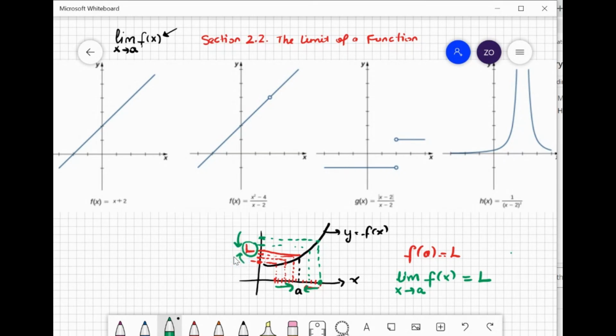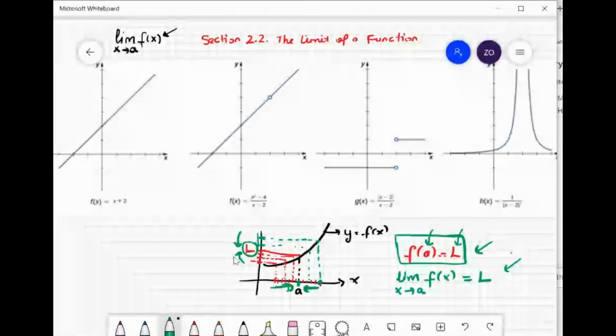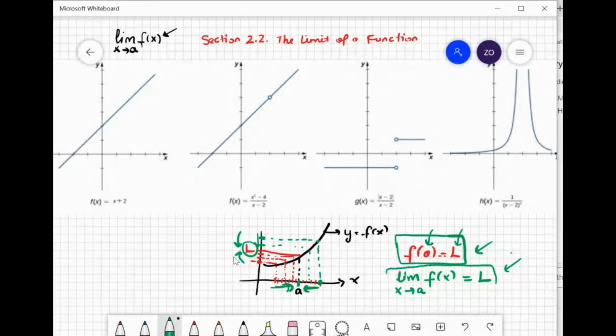Okay, so what is different between the first and the second expression in here is that the red one tells us at x equals a, the function value equals exactly L, but the second one tells us the function may not be defined at a, but at points very close to a, you could still say that the function values are getting very close to L. So in the second one, f of a equals L may not be true, but still you can say that when you are close to a, the function values will be close to L. So this is the difference.